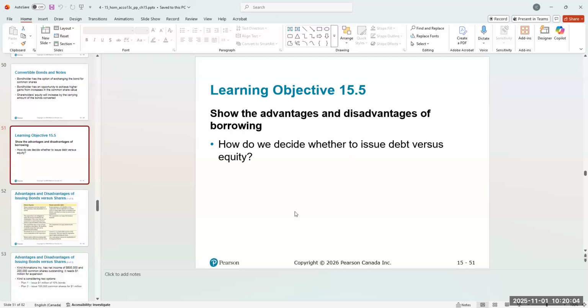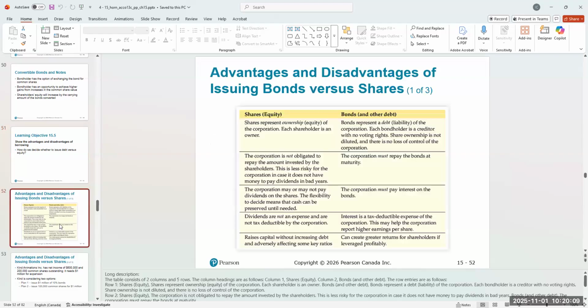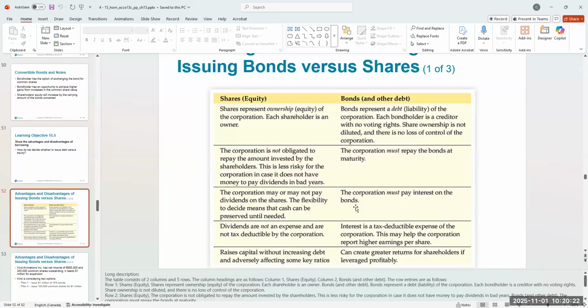So, advantages and disadvantages of borrowing. Why do people want to borrow and why don't people want to borrow? What's the difference between shares and bonds? Which one is preferable, which one is not? It depends on what the objective is. We have to remind ourselves from chapters 13 and 14 that by issuing shares, you're giving up ownership of the company or equity, and the shareholder becomes an owner.